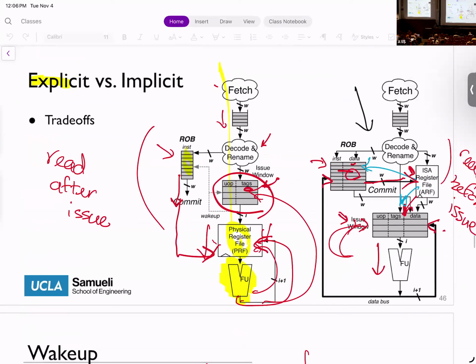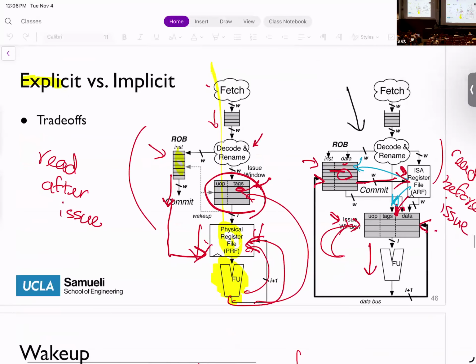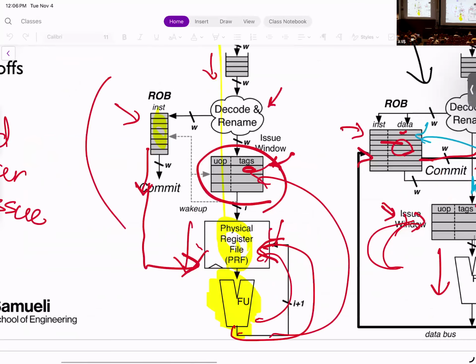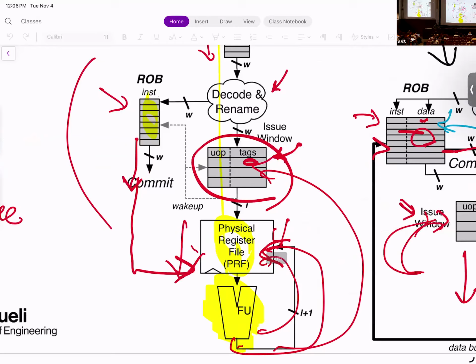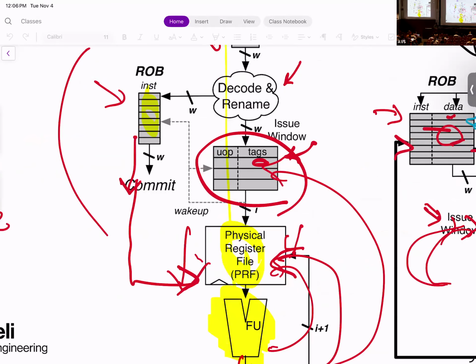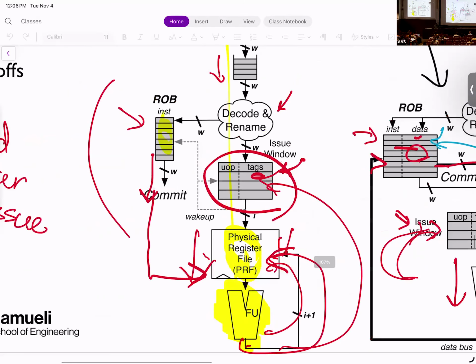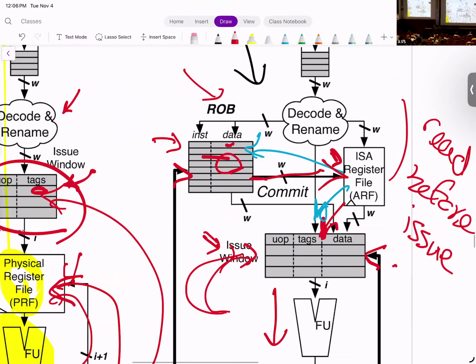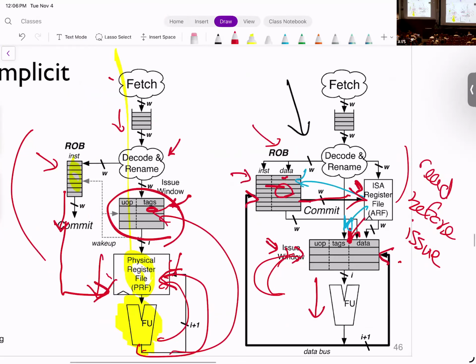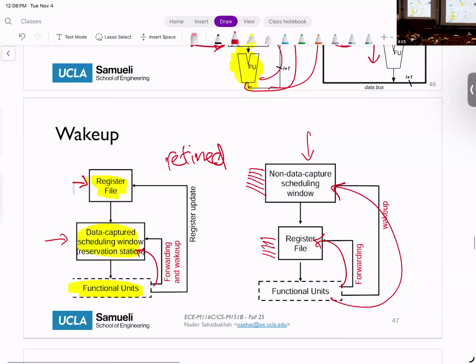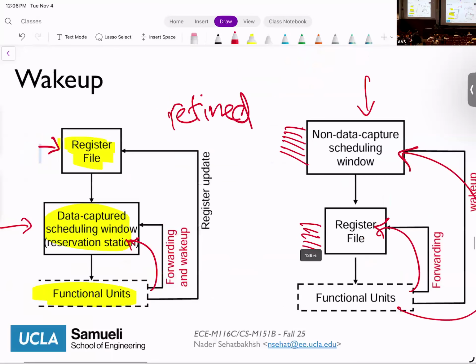There are also two ways of renaming, the explicit and implicit, which we talked about the differences. The renaming algorithm that I went over in class was the explicit one, which is on this side. But you can also have the implicit one, and as I said, this will be what you're going to implement in your computer assignment.